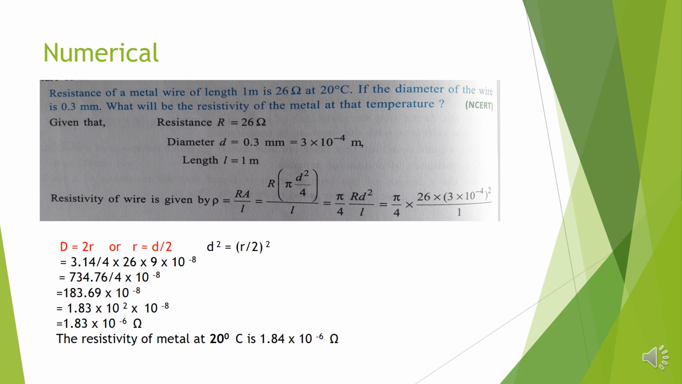Did you understand how? See, look at here. It is 183.69 into 10 to the power minus 8. So if I want to write it in scientific notation, that means 1.83 into 10 square, so 10 square into 10 to the power minus 8. That gives me 10 to the power minus 6. If you are not very confident, please recapitulate the exponents chapter in mathematics.